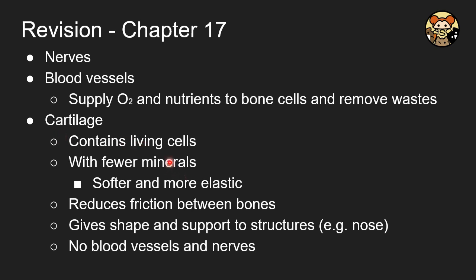Cartilage is also made of living cells, and it contains fewer minerals. That's why it is softer and also more elastic. The major function is to reduce the friction between bones, because the cartilage will rub against each other. That's why no blood vessels and nerves are inside. It is also responsible for the shape and support of some structures like our nose and ear.